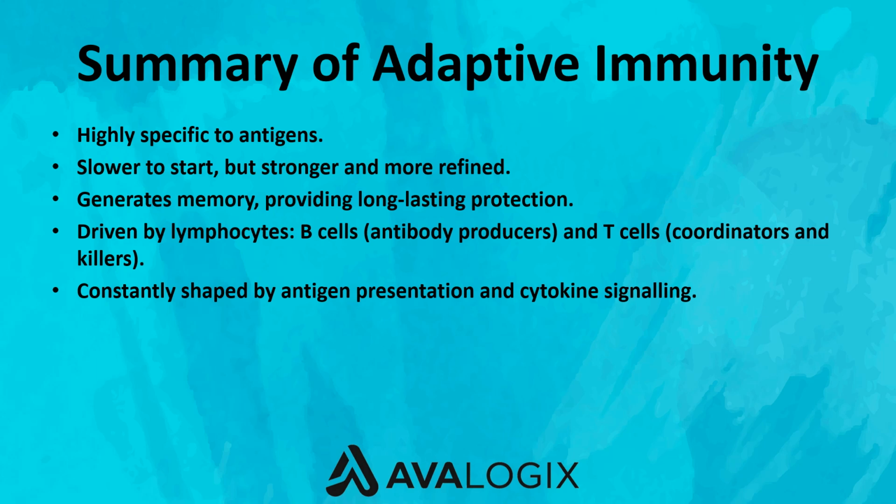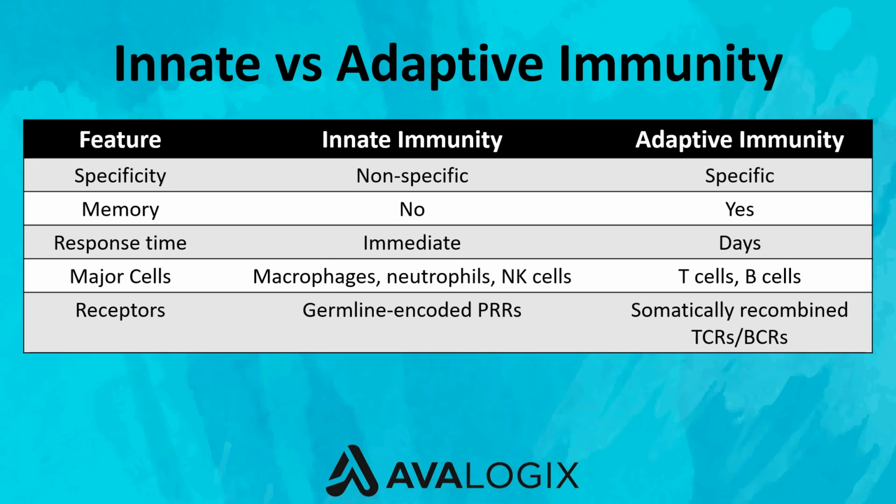And it's the reason you're protected from diseases you had years ago, or never had at all. Now it's time to bring everything together and do a side-by-side comparison of the two major arms of the immune system, innate immunity and adaptive immunity. Think of this as the ultimate checkpoint in your understanding. We've gone through both systems in depth. Now let's highlight their key differences and, more importantly, how they work together.